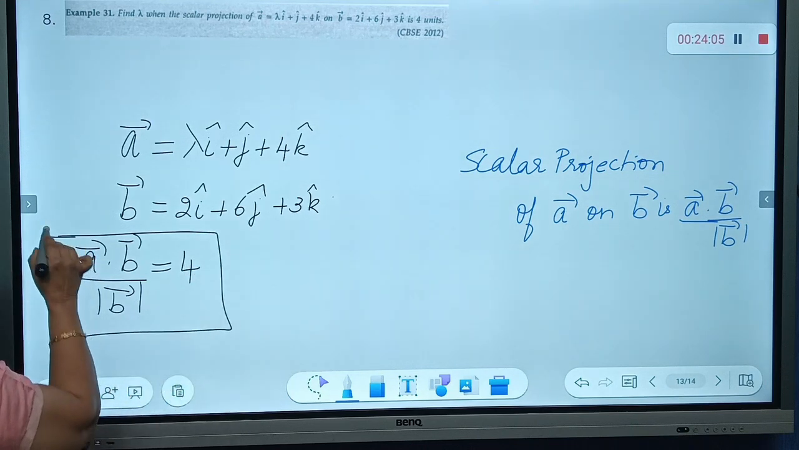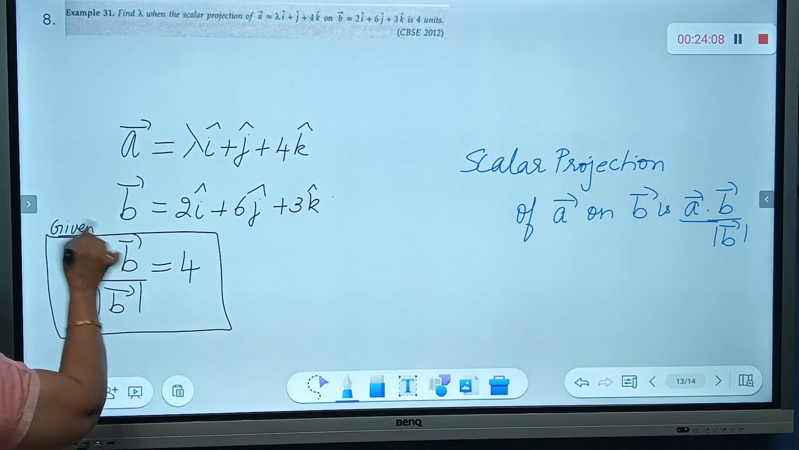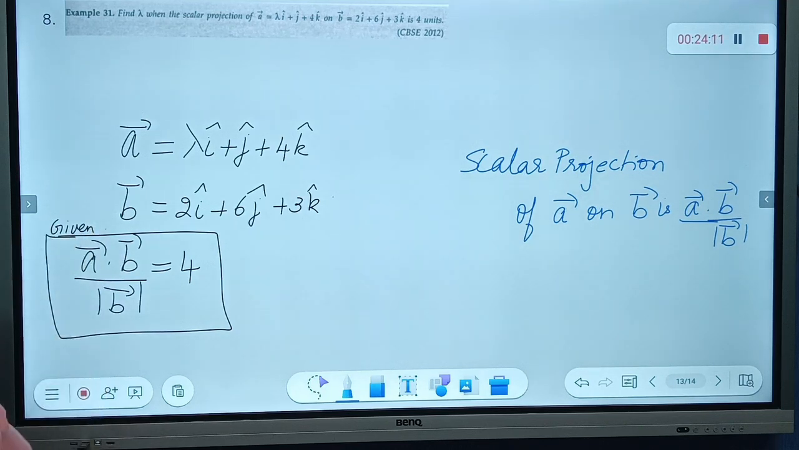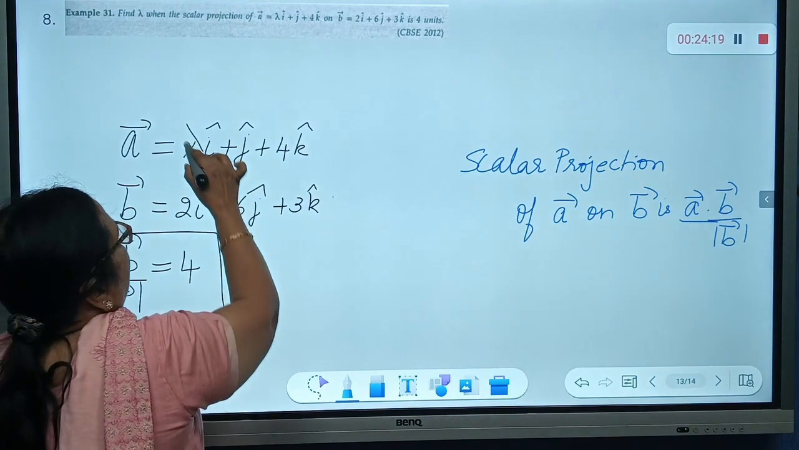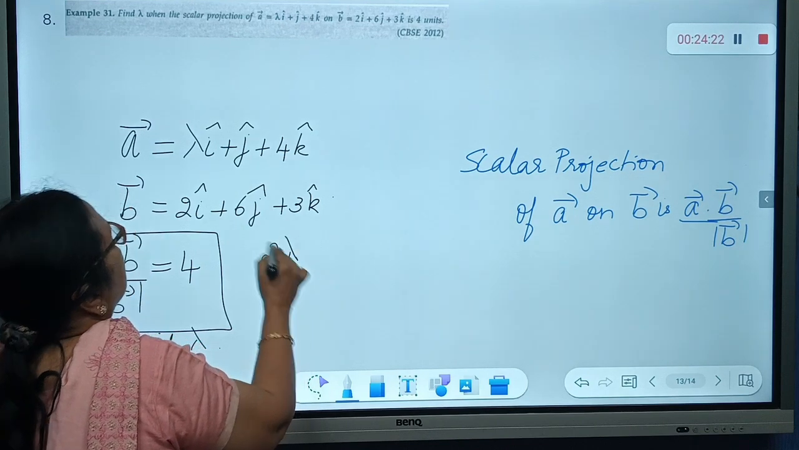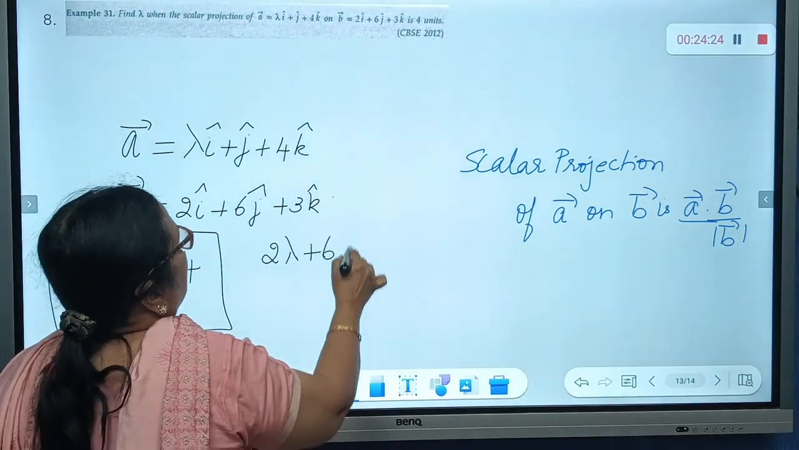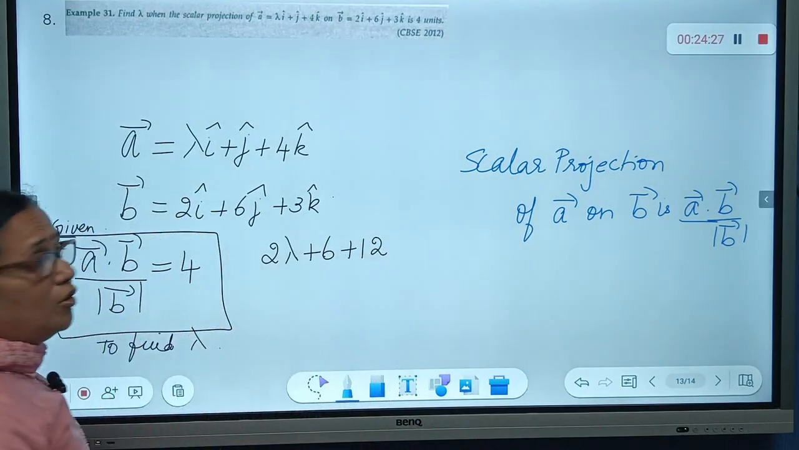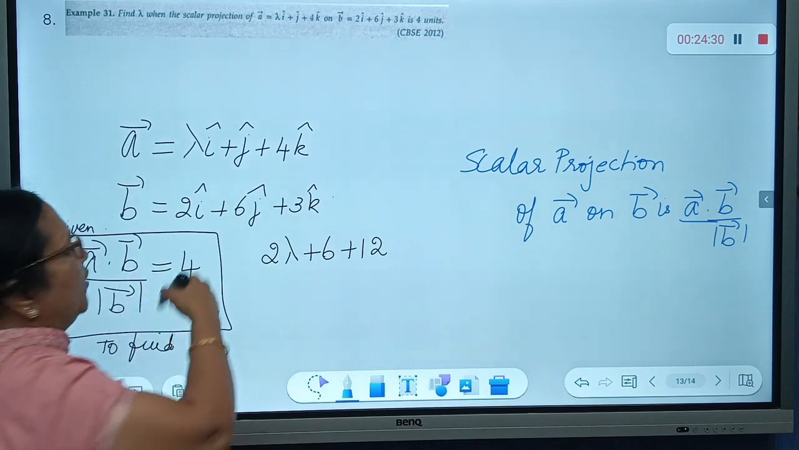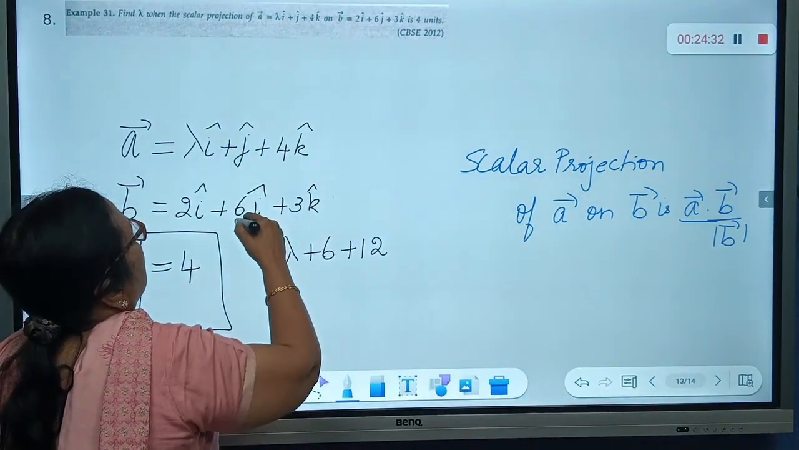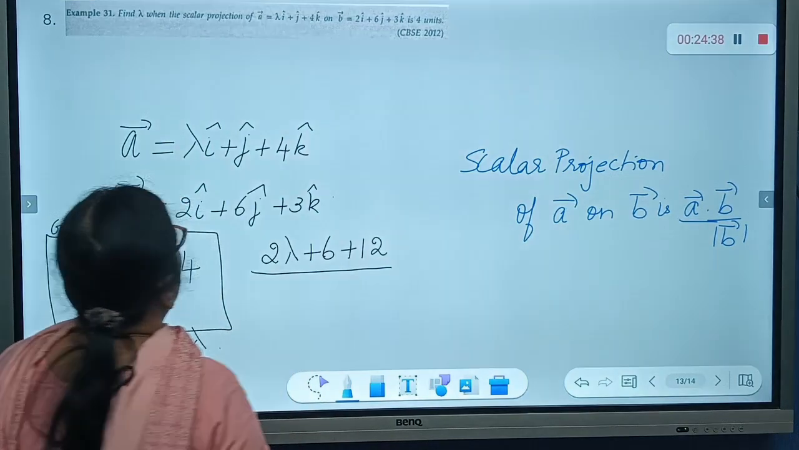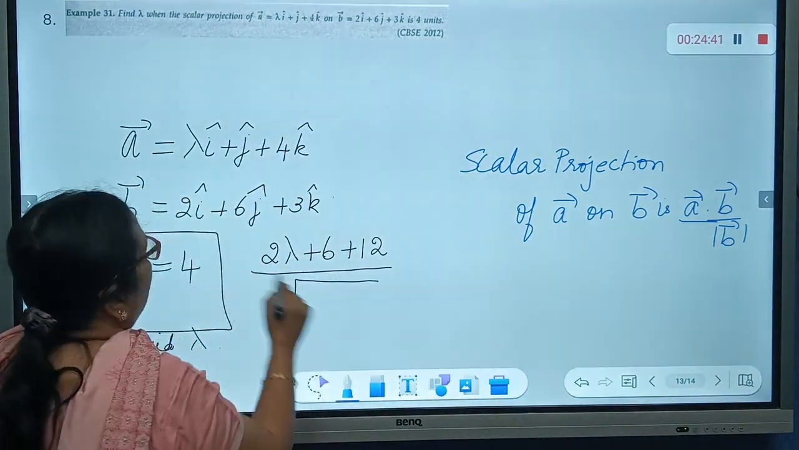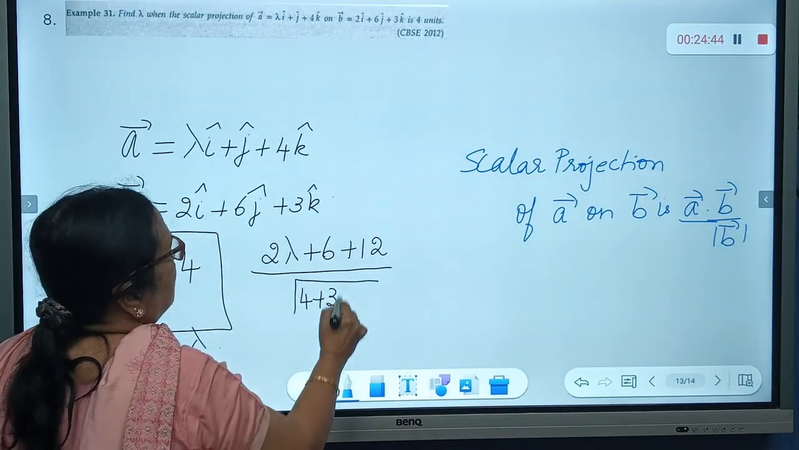This is the given information. What do you need to find? Lambda. Now, what is A dot B? A dot B will be 2 lambda plus 6 plus 12. Able to follow? Term by term, you have to look at the dot product. So, 2 lambda plus 6 plus 12 is A dot B, divided by modulus of B vector, which is square root of 4 plus 36 plus 9.